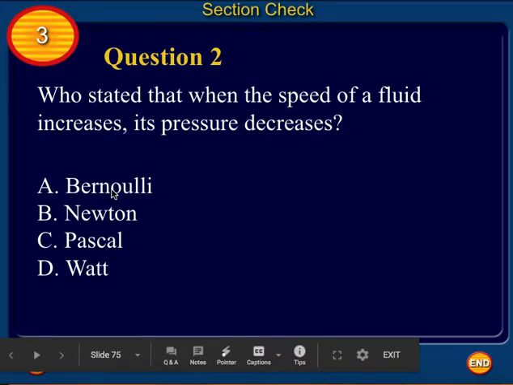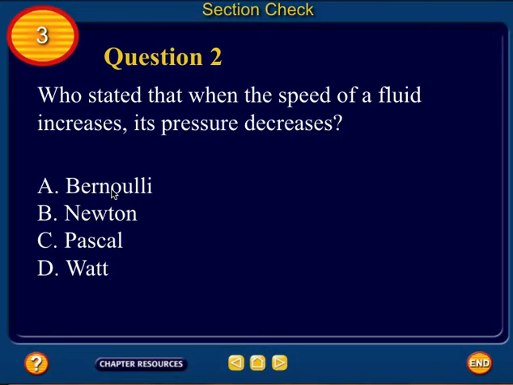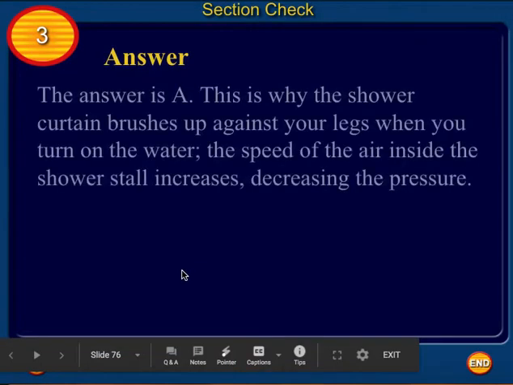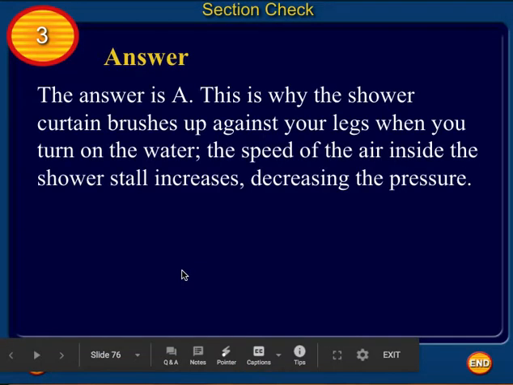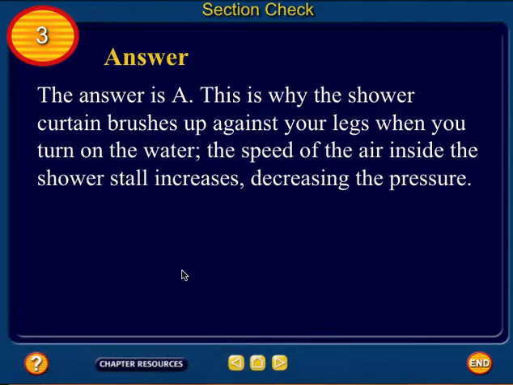This is Bernoulli's principle. Another example of this is in the shower. If you are turning on the shower and there's water moving through the air, it actually is lowering the pressure inside of that shower area. Well, what happens then to the shower curtain? The shower curtain brushes up against your leg or pushes off to the side because there's moving air inside that area, therefore lowering the pressure, and the curtain moves toward that decreased pressure. That's Bernoulli's principle again.